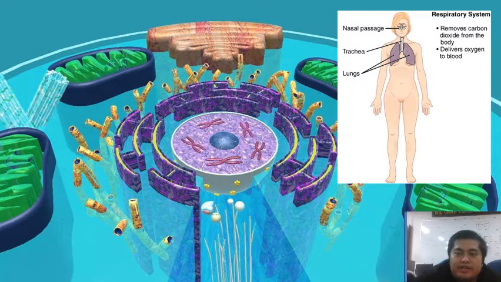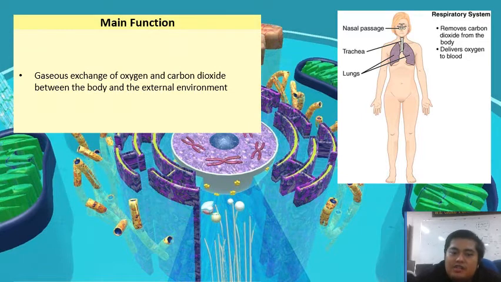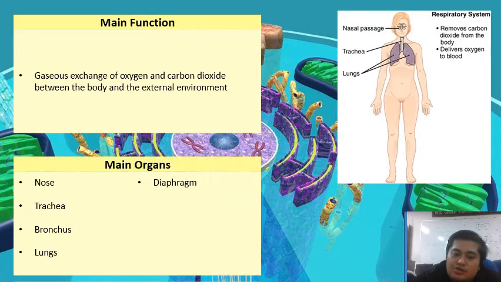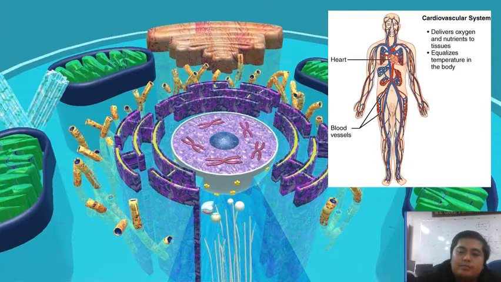Next, we have our respiratory system. So, main function dia adalah untuk gases exchange of oxygen and carbon dioxide between the body and external environment. So, the main organs involved are nose, trachea, bronchus, lung, and diaphragm.